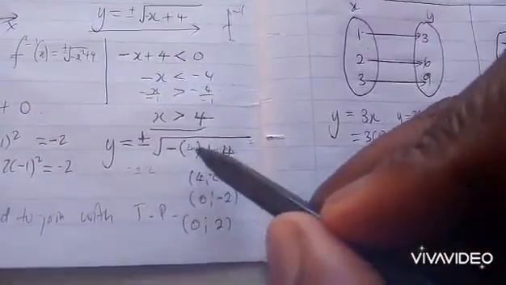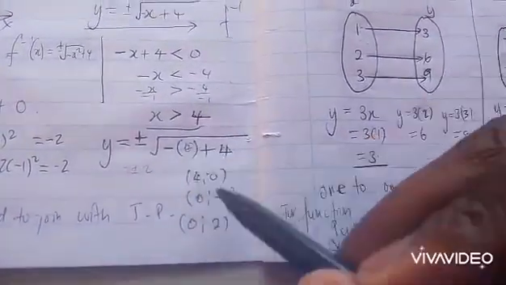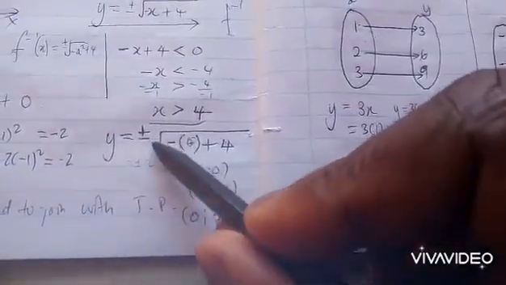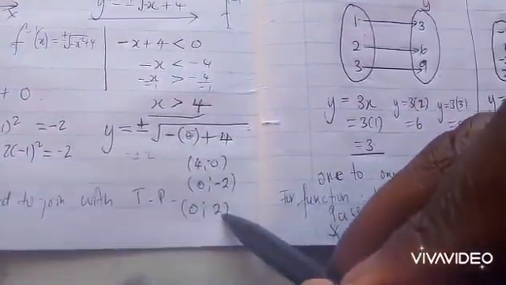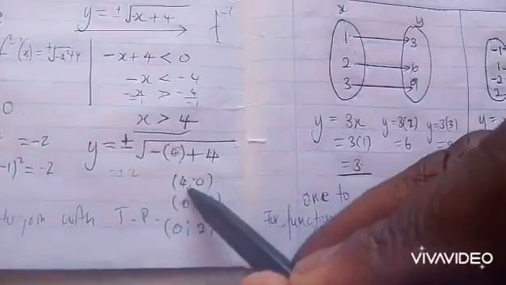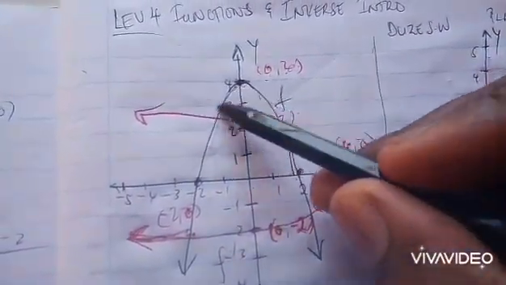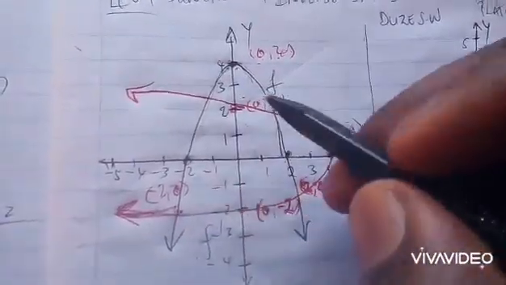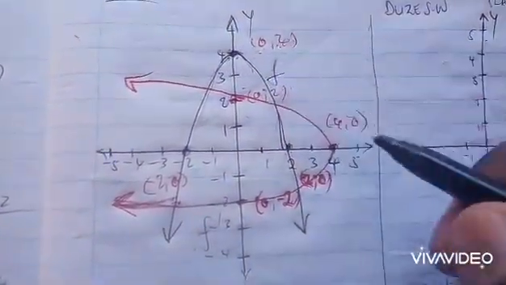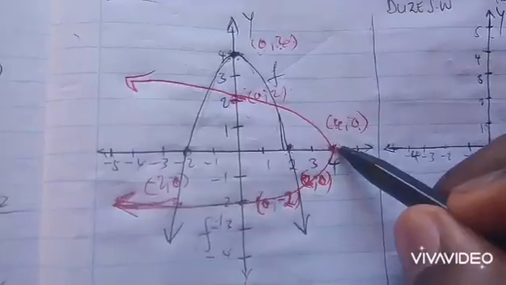Then if I substitute, for example, 0, what's going to happen? If I put 0, I'm going to get plus or minus 2. Minus 2 and positive 2. So my graph will turn here. Notice from the original, this was the original. This is the inverse. Notice we had 0 and 4. What do we have now? 4 and 0. So it becomes the inverse.